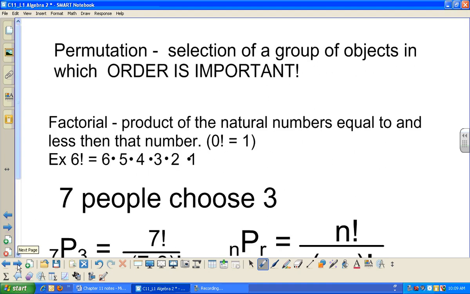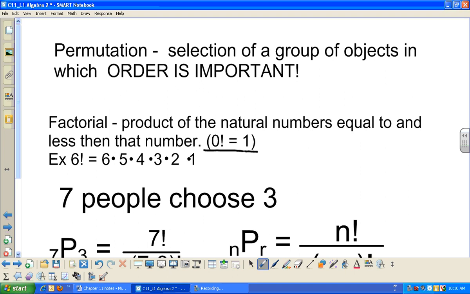Now we have permutation. Permutation is when I'm given a group and order is important. A lot of times we're talking about first, second, and third, or president, vice president, or swimming the first heat and not the second heat. So it matters if you're going to be first than third. And factorial is a number with an exclamation point behind it. Factorial of 0 will always equal 1. An example here, if I have the factorial of 6, I write it as 6 with an exclamation point, and that means 6 times 5 times 4 times 3 times 2 times 1.